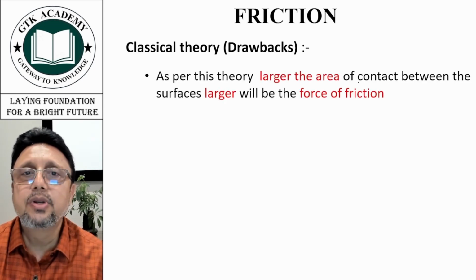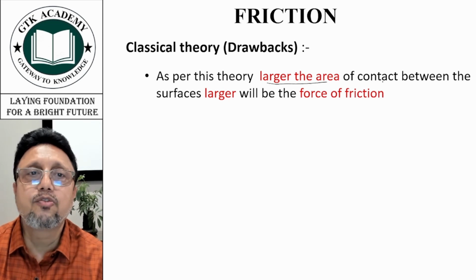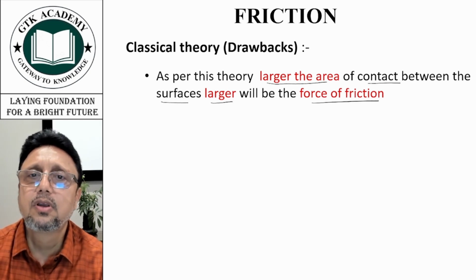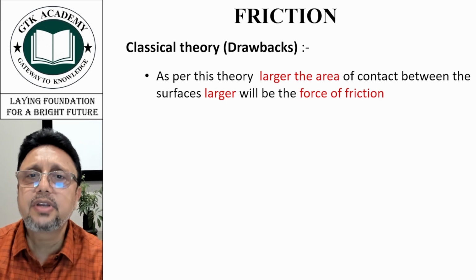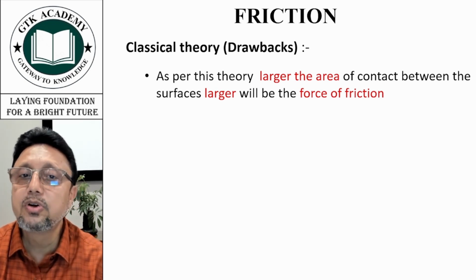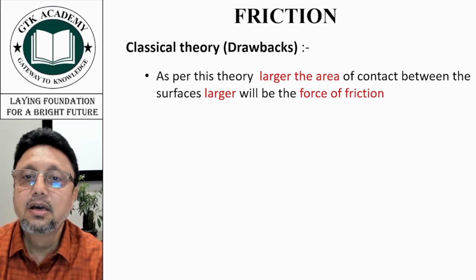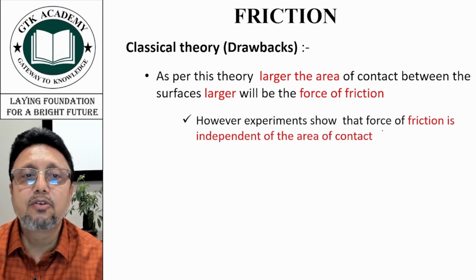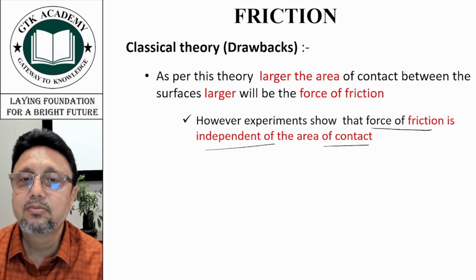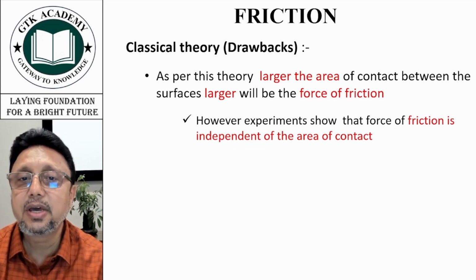Now, as per this theory, the larger the area of contact between the surfaces, the larger will be the force of friction. It is evident because if you have a larger area of contact, there will be larger interlocks and a larger force is going to be required. However, experiments have shown that force of friction is independent of area of contact. That is what experiments have shown.